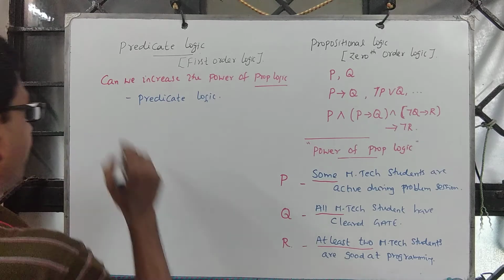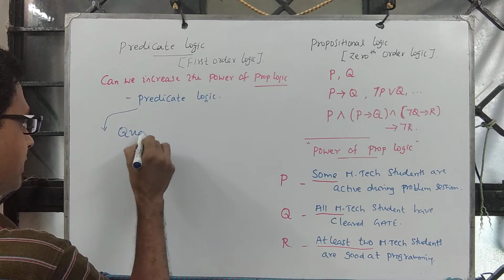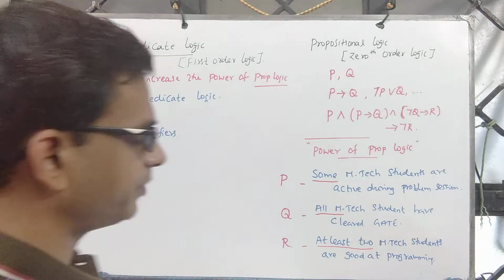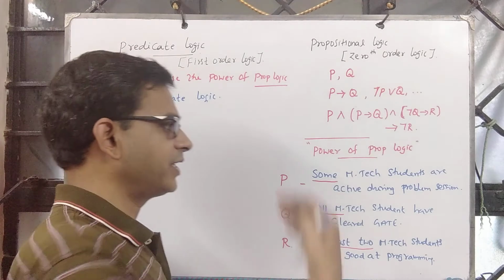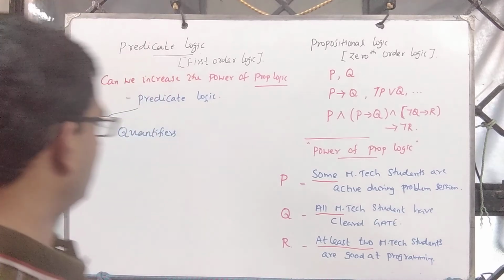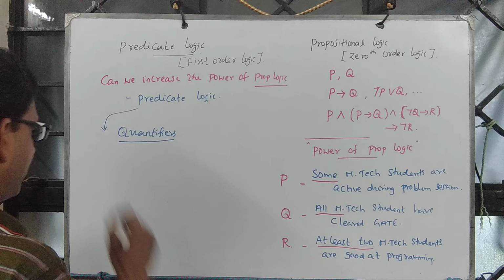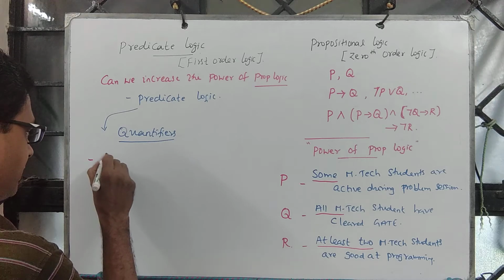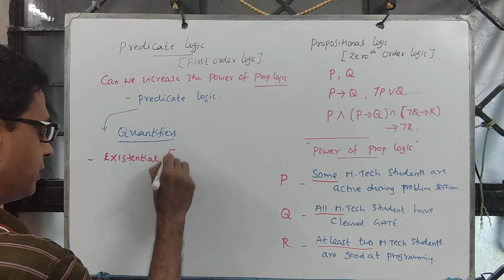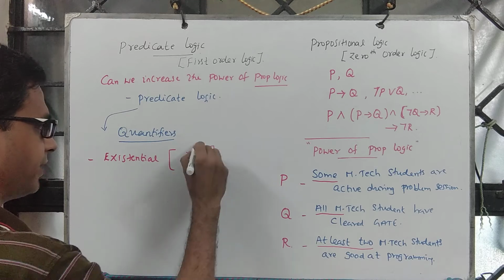This logic makes use of quantifiers, because without quantifiers it is a simple proposition which you can manage with propositional logic. So we work with quantifiers. We work with two quantifiers. One is the existential quantifier. It is denoted using the symbol inverted E. It is called there exists.